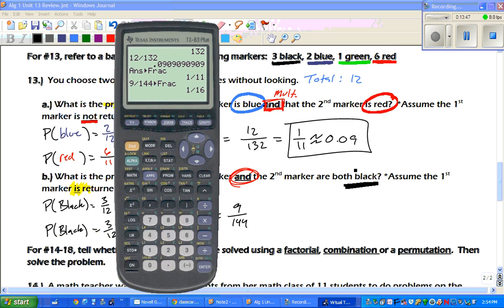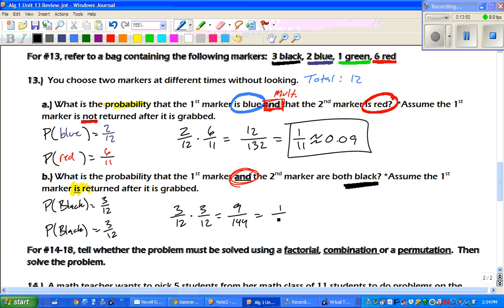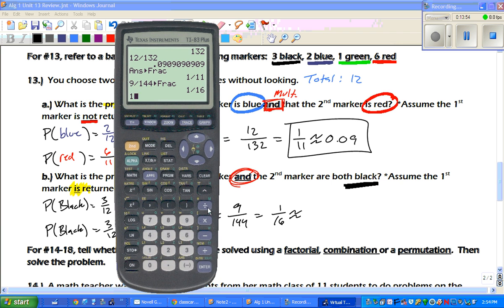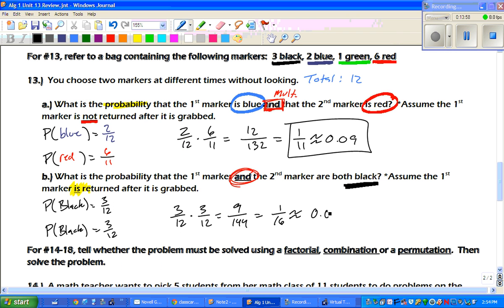Go ahead and reduce that fraction where you get 1/16. And divide that out. 0.06.